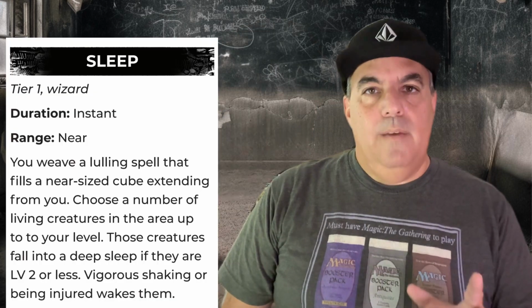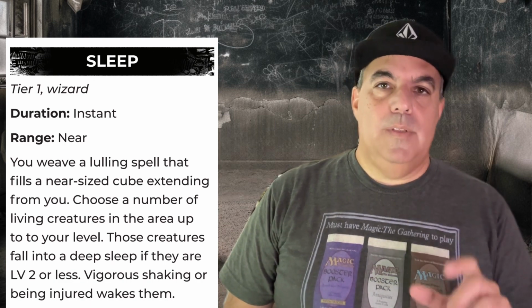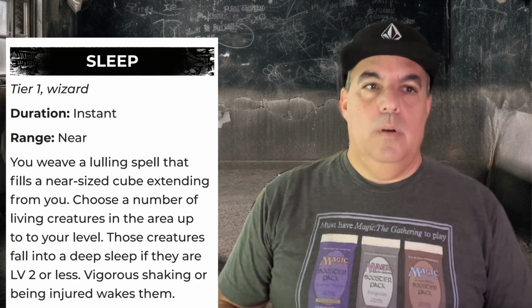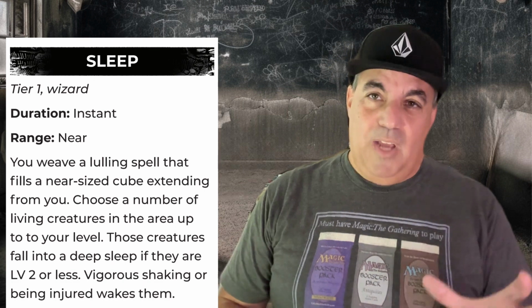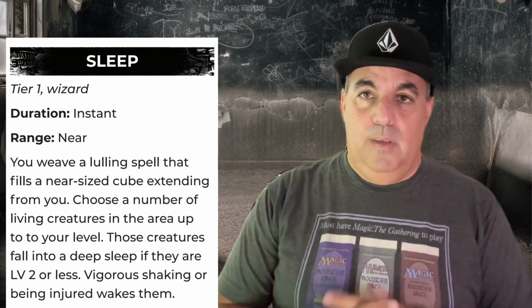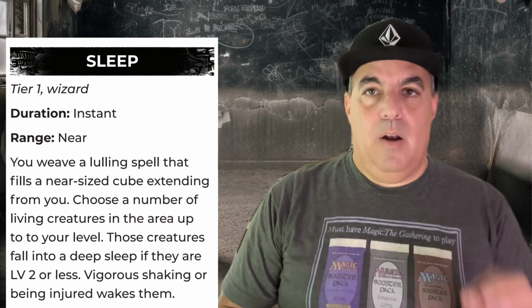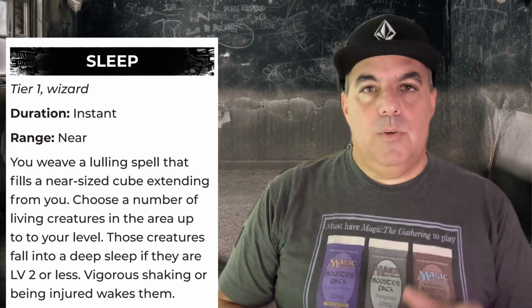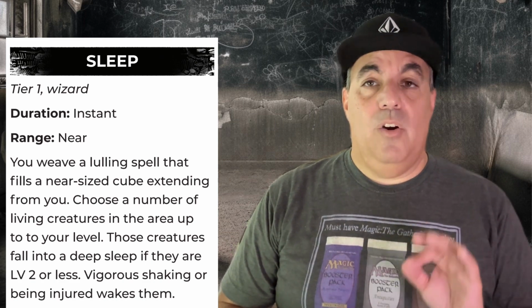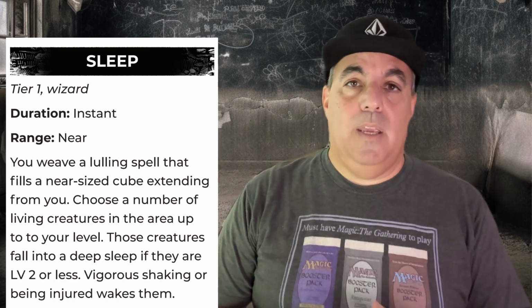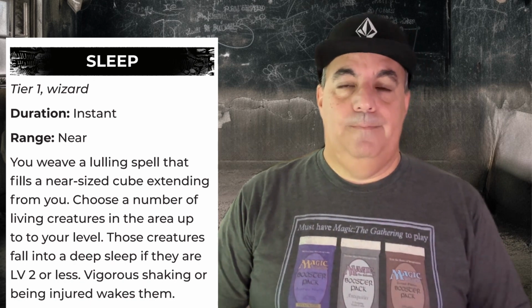Let's look at how Shadow Dark handles the sleep spell. "You weave a lulling spell that fills a near-sized cube extending from you. Choose a number of living creatures in the area up to your level. Those creatures fall into a deep sleep if they are level 2 or less. Vigorous shaking or being injured wakes them." Now in Shadow Dark, near size is about 30 feet. That's it. It's the whole spell right there.